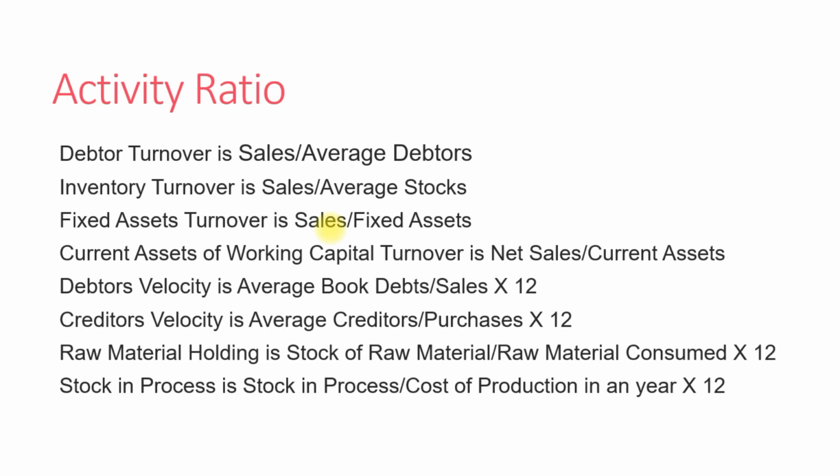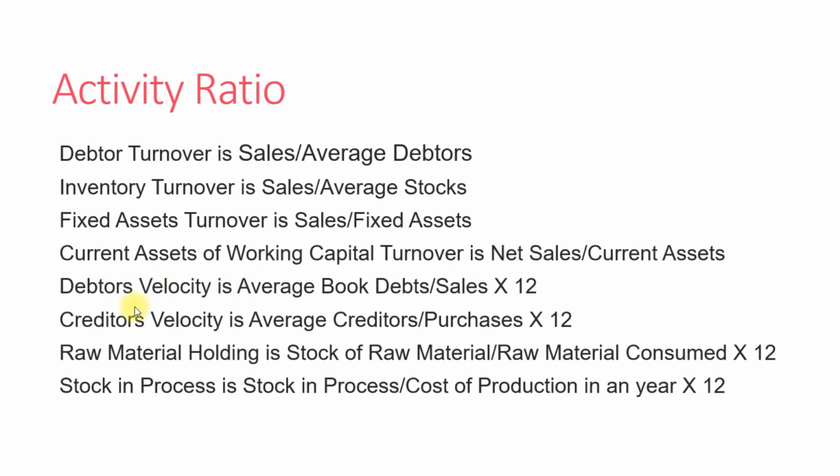Next is activity ratio. This ratio reveals the firm's efficiency to deploy funds raised on a short-term basis. The main activity ratios are debtors turnover, inventory turnover, fixed asset turnover, current assets or working capital turnover, debtors velocity, creditors velocity, raw material holding, and stock in process. Debtors turnover is sales by average debtors, which is the average of opening and closing receivables. Inventory turnover is sales by average stocks, where average is taken as the average of opening and closing stock. Fixed assets turnover is sales by fixed assets. Working capital turnover is net sales by current assets.